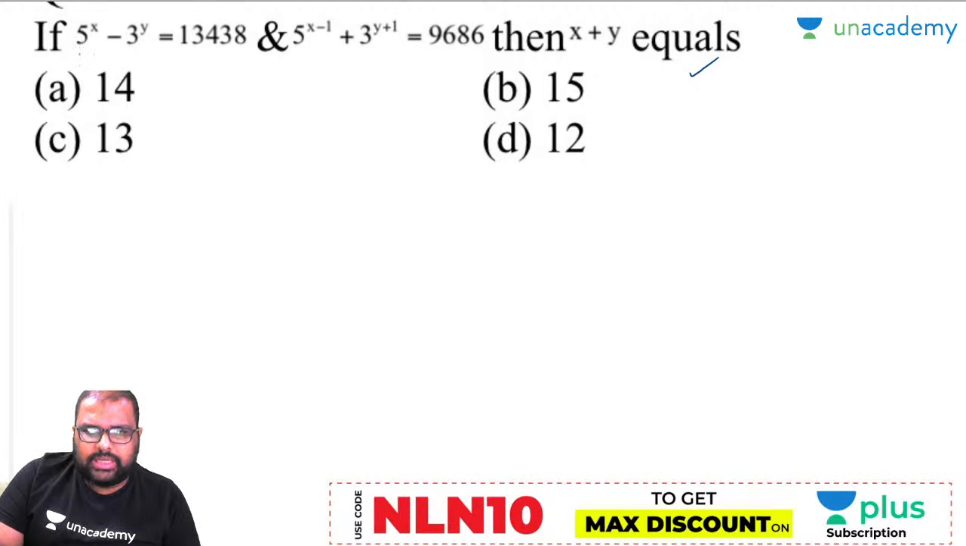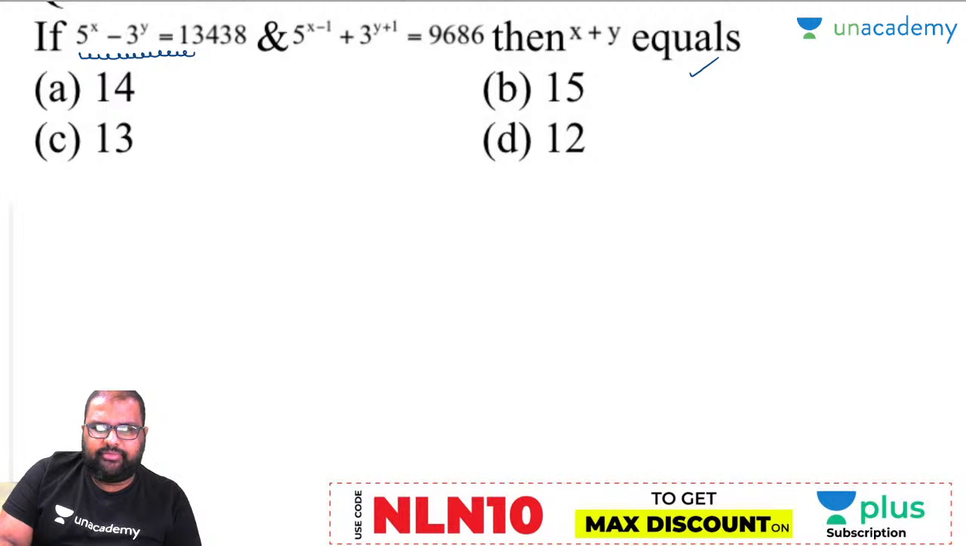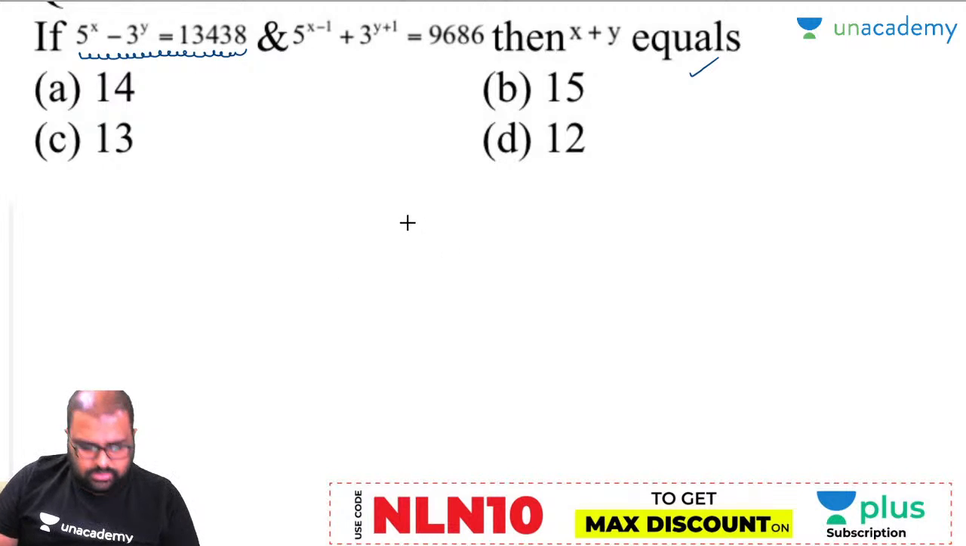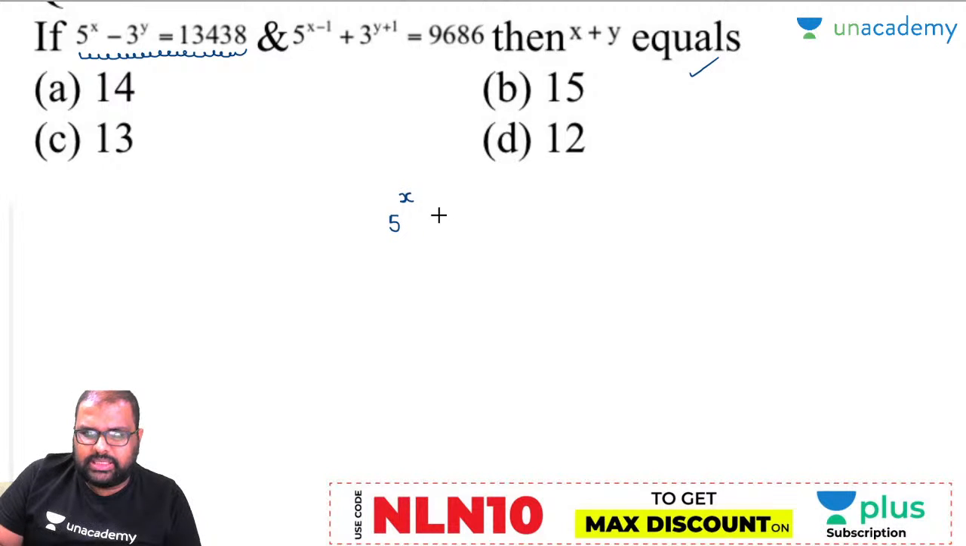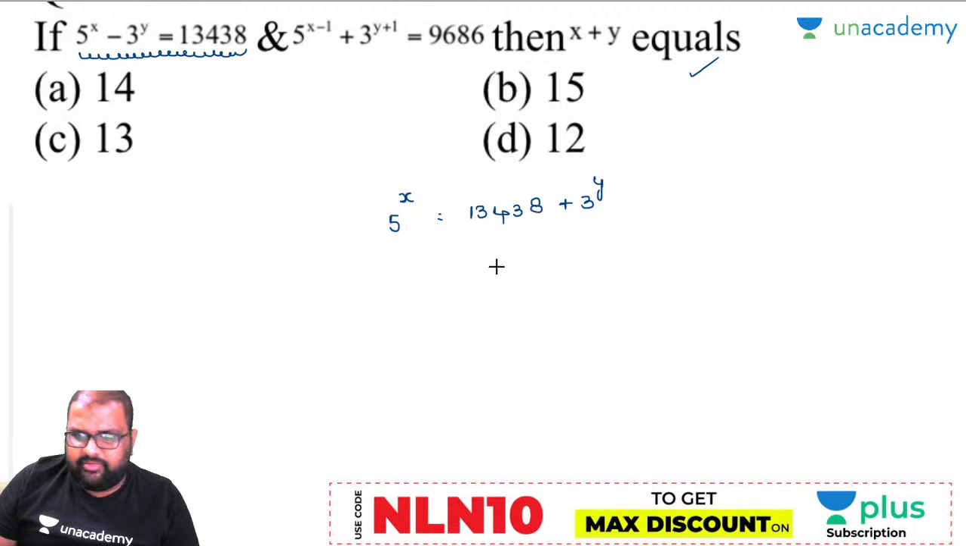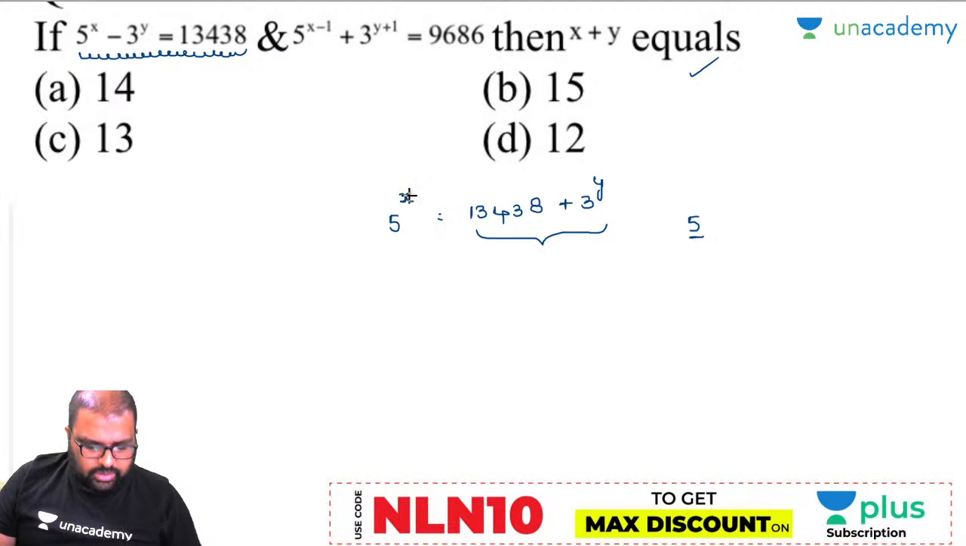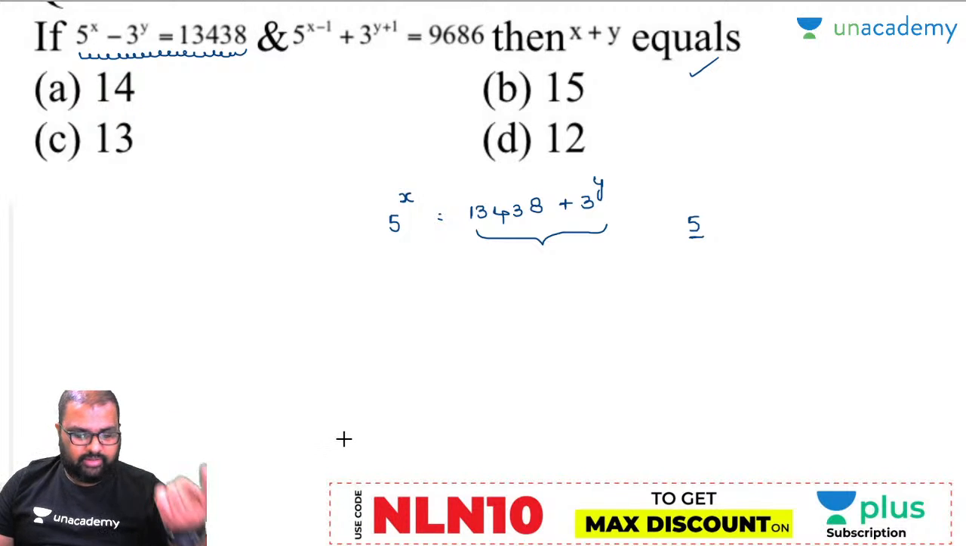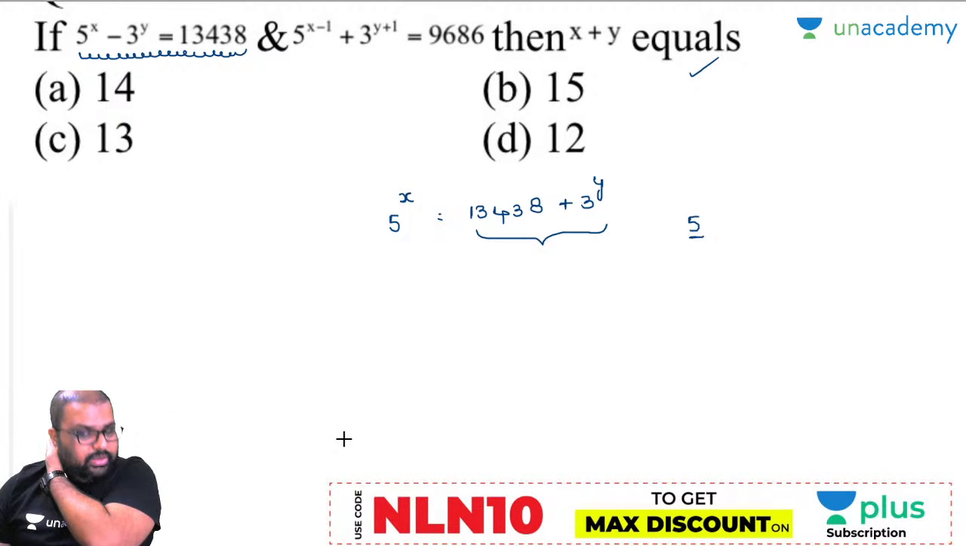Now, look, this is the question asked. 5 to the power of x minus 3 to the power of y is equal to 13438. So can I write the same question as 5 to the power of x is equal to 13438 plus 3 to the power of y? And look, your unit digit method will work out very effectively here. If you add these two things, your unit digit has to be 5 only, because 5 to the power of anything will end in 5. 5 to the power of 1 is 5, 5 square is 25, 5 cube is 125.